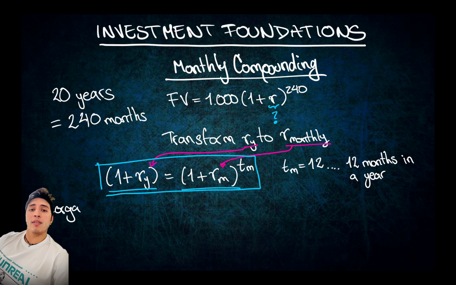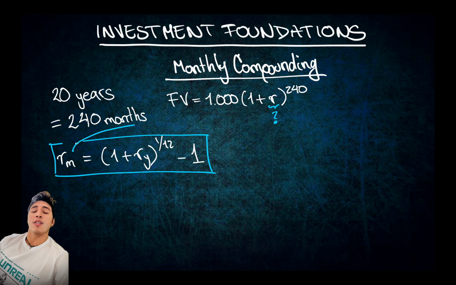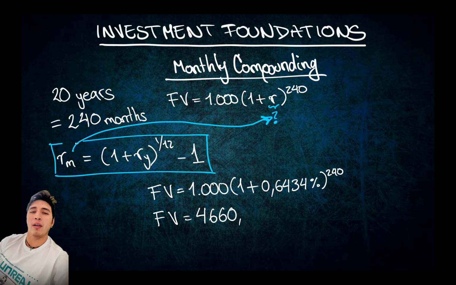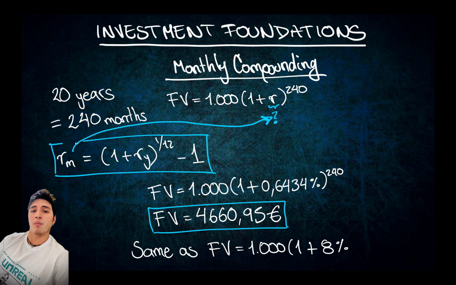Our monthly interest rate is going to be equal to 1 plus the yearly interest rate to the power of 1 divided by 12, and everything minus 1. You can check afterwards how this formula was reorganized. So now, coming back with this monthly interest rate, we can apply it to see what is going to be the future value of these 1,000 euros that we are going to invest for 240 periods, that would be 240 months, at a yearly interest rate of 8%, which monthly would be this one.